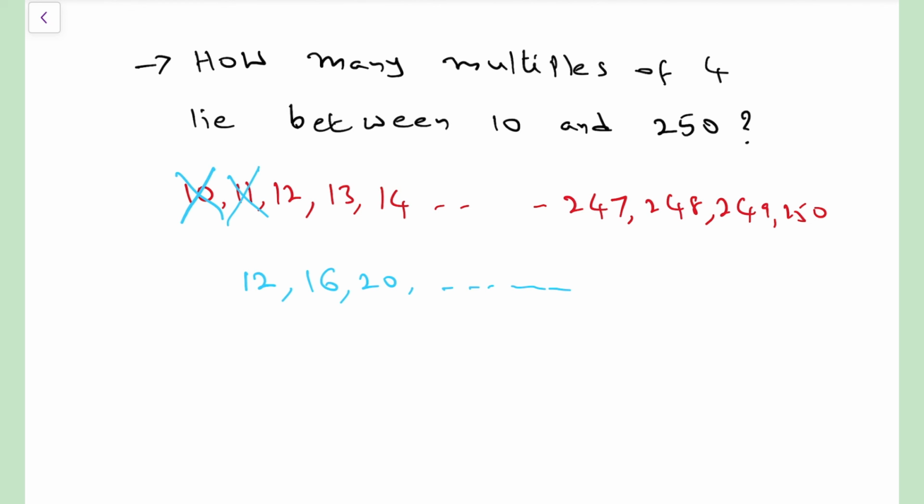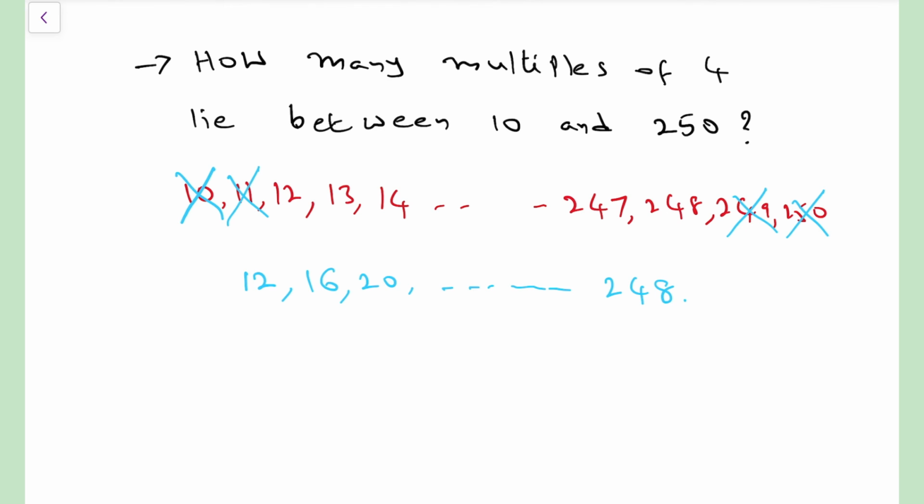250 will come in the 4 table? Obviously no. 249 will come in the 4 table? Definitely no. Then what about 248? Yes, it will come in the 4 table. So the last number will be 248. Now he is asking how many numbers are there like this. 12, 16, 20, 24, 28, 32. If you continue to write like that till 248, how many will be there?